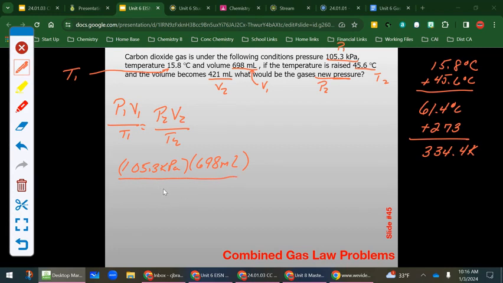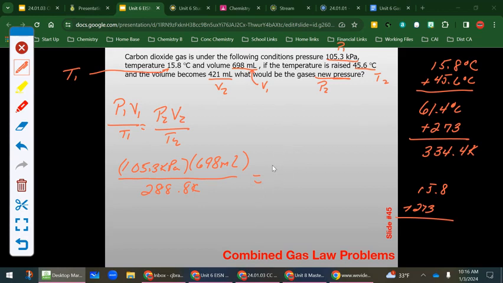So what's got to go on the bottom here? Nope, be careful. Not 334. We need to convert the 15.8, plus 273. What do we get? 288.8 Kelvin. No naked numbers. What's this equal to?